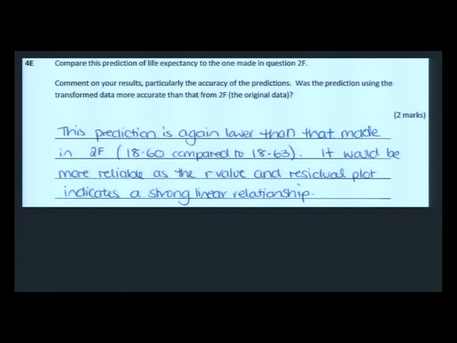Okay, again we need to compare our prediction. So always go back, it asks you to compare, so make sure you are actually doing that. Higher, lower, more reliable, less reliable. What do you think based on what investigation you have done?